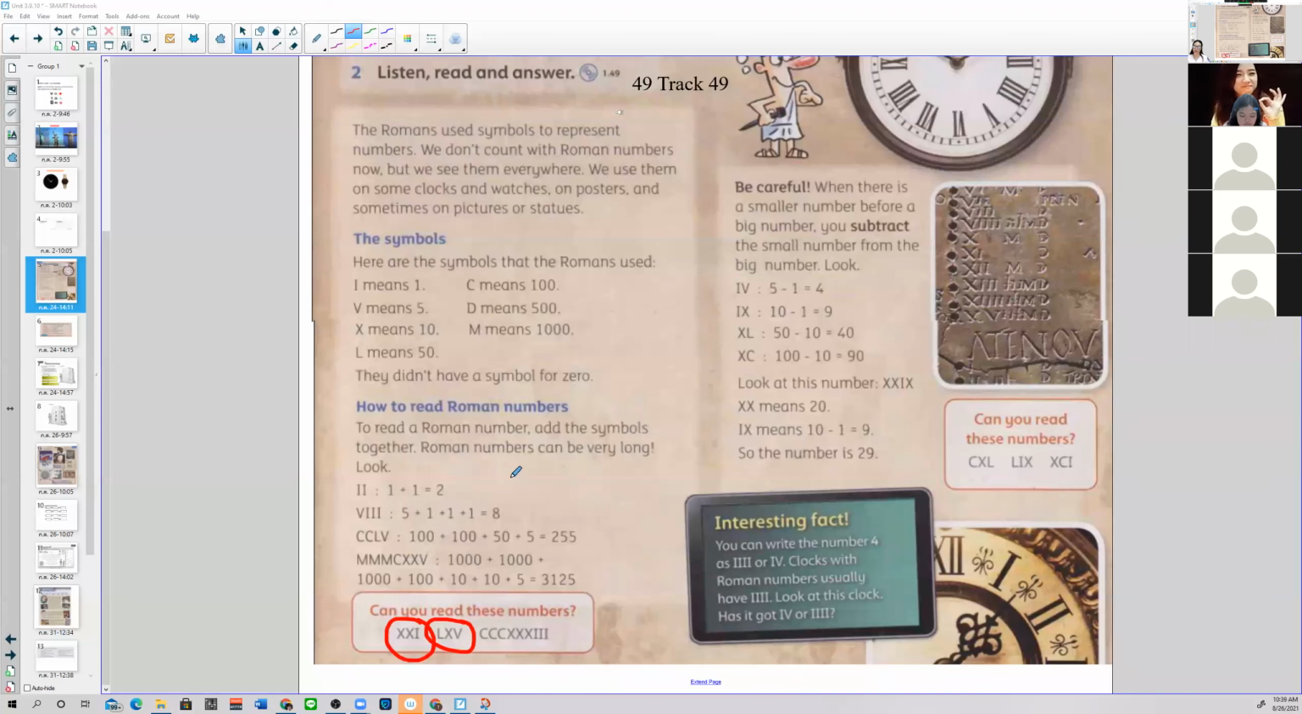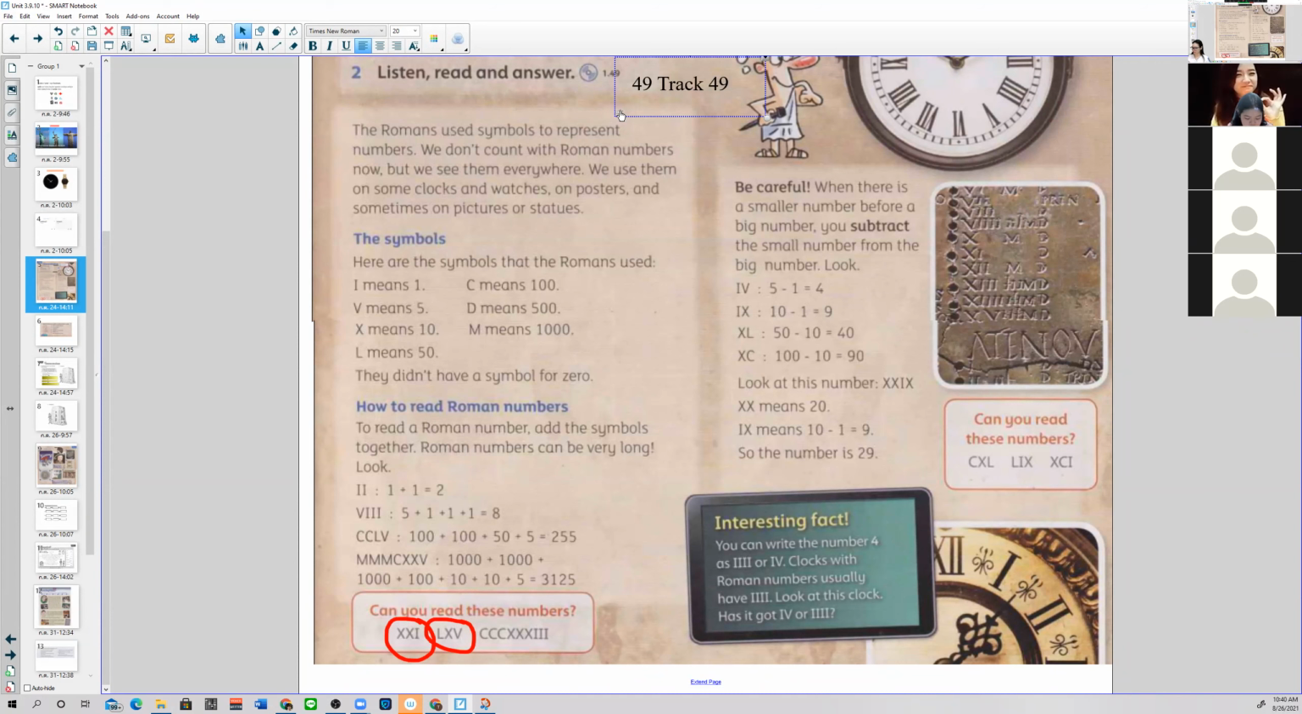There are some subtractions as well. Let's take a look at how they subtract the number. Be careful. When there is a small number before a big number, you subtract the small number from the big number. Look. 5 minus 1 equals 4. 10 minus 1 equals 9. 50 minus 10 equals 40. 100 minus 10 equals 90.